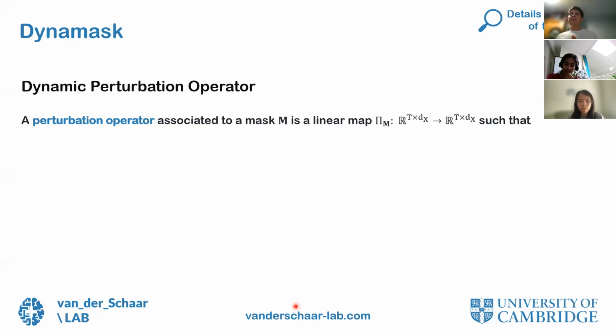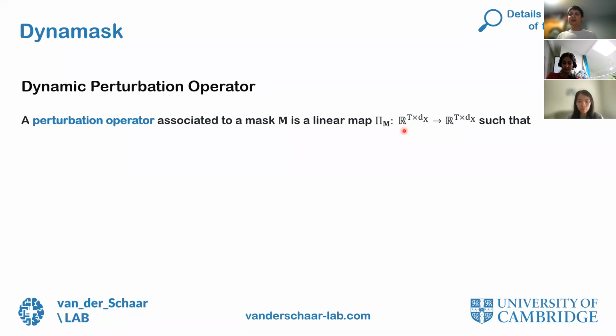Our starting point is that the perturbation operator is associated to a mask. Here I denote this perturbation operator big Pi_m, and you see that it's tightly associated to this mask m. You might wonder why. Actually, it's not very surprising, because if you want the mask to identify the important part of the time series, there should be some form of communication between the way you perturb and the mask itself. This perturbation operator acts on the space of time series, which I represent here as matrices.